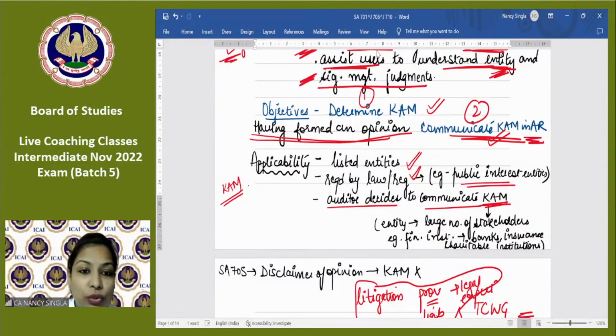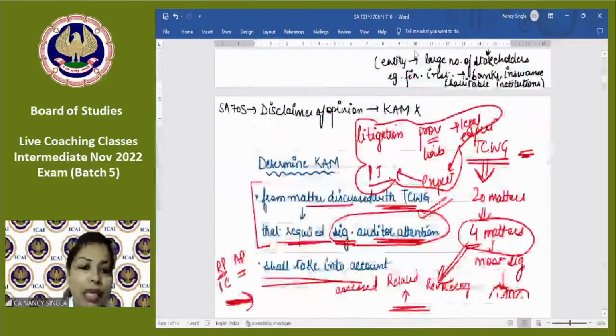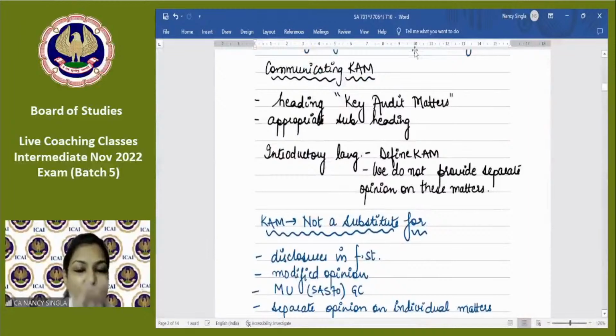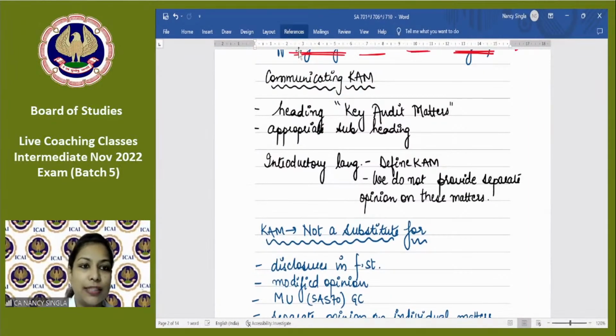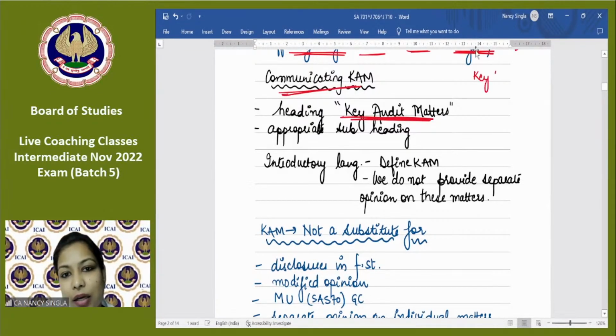I'll take you through the entire module, then only I'll look at your queries. How to communicate: I'll also ask you to please concentrate on the screen. After that I'll give you time to send in your queries. Now, how to communicate: there is a separate heading of key audit matters, you know this. So look at how it will come: a heading will come, key audit matters.